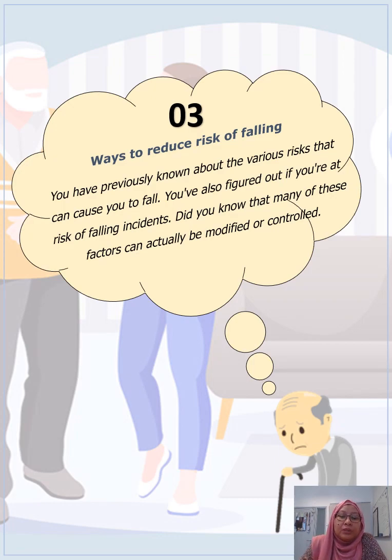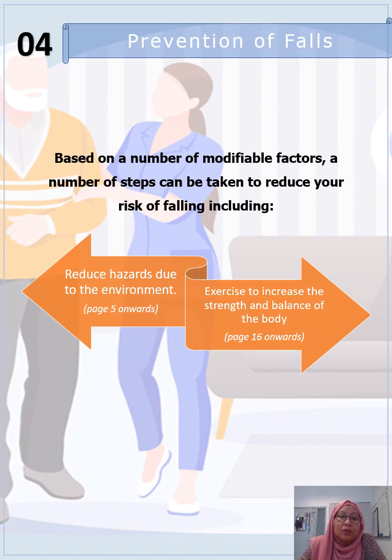So, ways to reduce risk of falling. You have previously learned about the various risks that can cause you to fall. You have also figured out if you are at risk of falling incidents. Did you know that many of these factors can actually be modified or controlled? Yes. So, prevention of falls. Based on a number of modifiable factors, a number of steps can be taken to reduce the risk of falling, including reducing hazards due to the environment and promoting exercise to increase the strength and balance of the body.